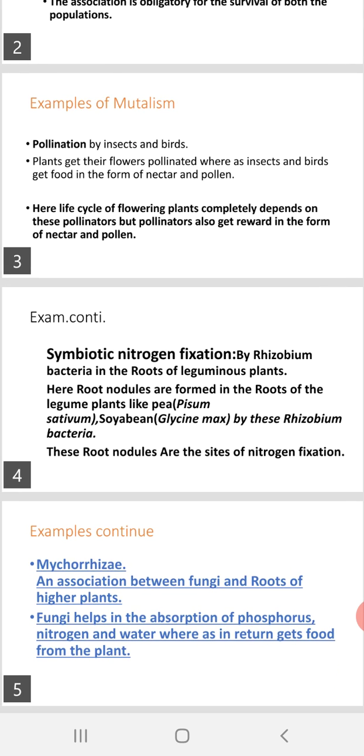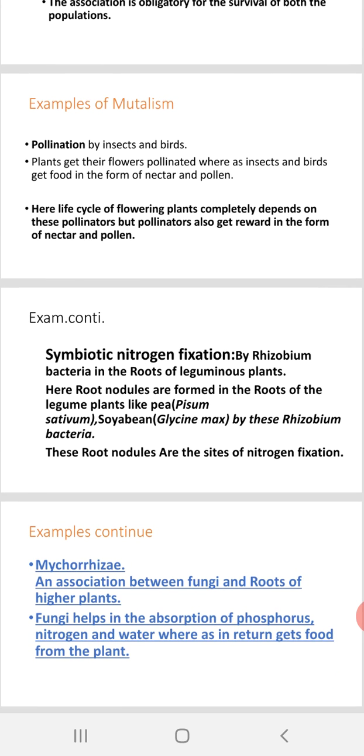Another example of mutualism is symbiotic nitrogen fixation by the rhizobium bacteria while living in the roots of leguminous plants. Here, rhizobium bacteria form the root nodules in the roots of leguminous plants like Pisum sativum, like soya bean. In these root nodules, these rhizobium bacteria help in the conversion of atmospheric nitrogen gas into the ammonia, a process known as nitrogen fixation.